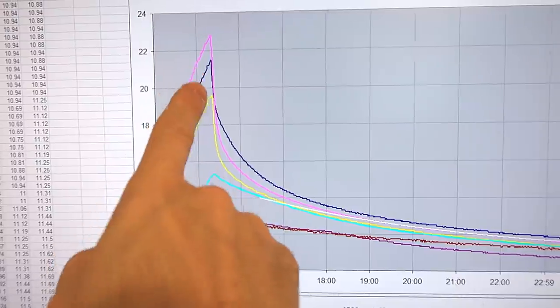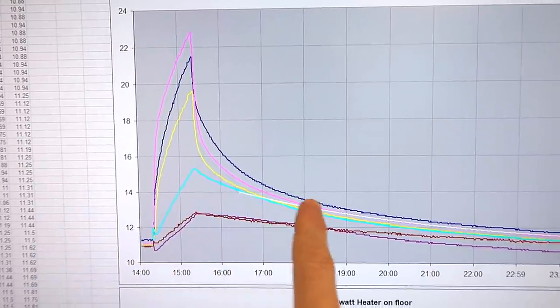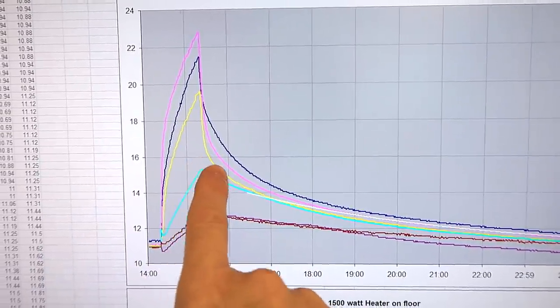And here, once we had that steep drop, it drops much more slowly because this is actually heat coming back out of the walls and the furniture. So my main takeaway from all these experiments is that most of the heat in the room is stored in the wall, ceiling, and the content of the room.